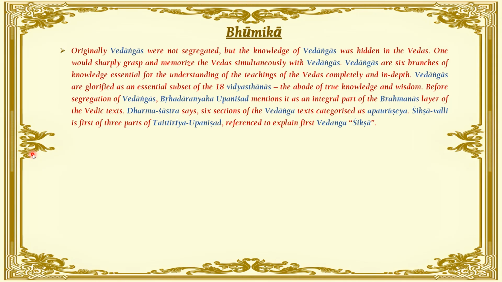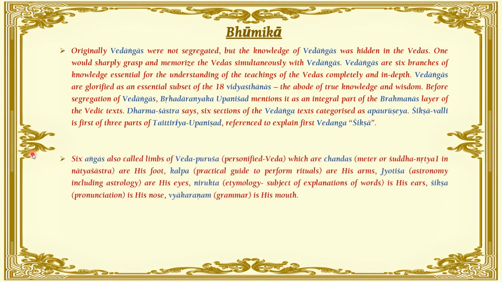And there, of course, if we are to classify from the Shruti and Smriti, then they are part of the Smriti aspect. The six Angas, also called limbs of Vedas. So basically, the Angas are the limbs of the Vedas. It is imagined to be the limbs of the Veda-purusha, wherein the Chandas are the feet.